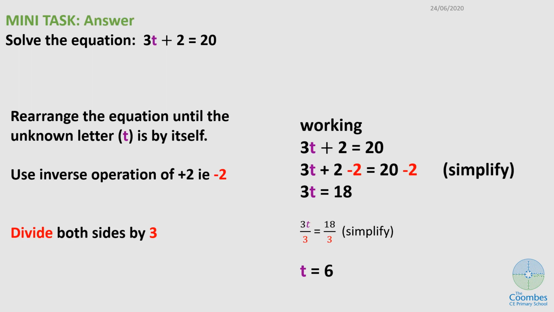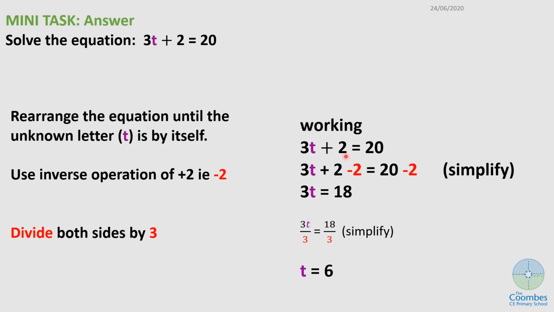How did you do? Now, the equation that was given to us is 3t plus 2 equals 20. Now, my rule says we rearrange the equation until the unknown letter, in this case it's a t, is by itself. So come with me to the working here, and let me just rewrite the question that was given to me. 3t plus 2 equals 20. Now I can see on the left hand side here, remember I want to make t stand by itself, so I'm trying to work out how I can get rid of all of these.